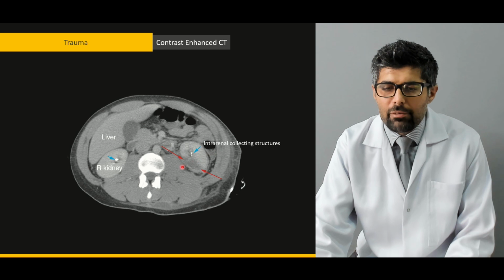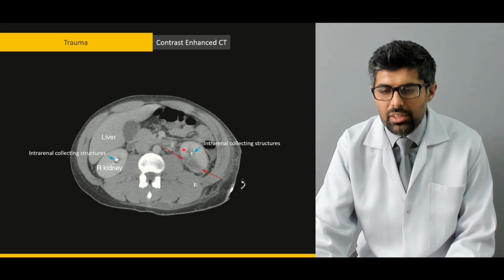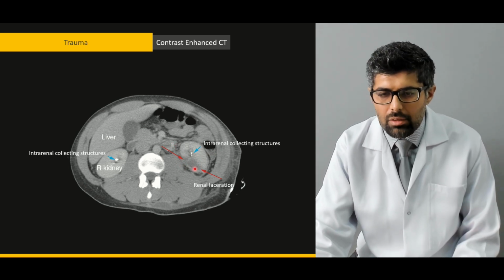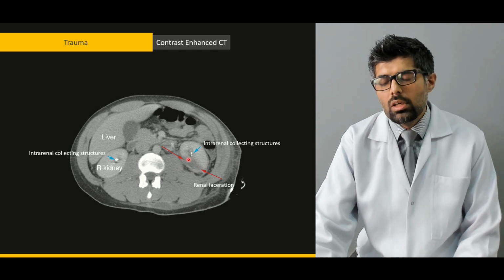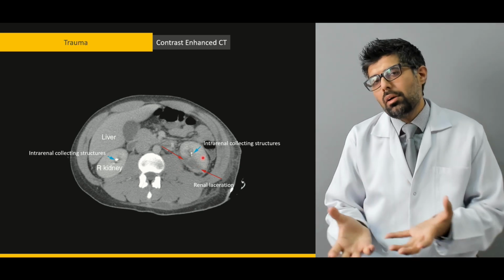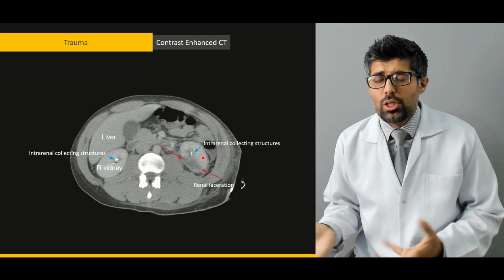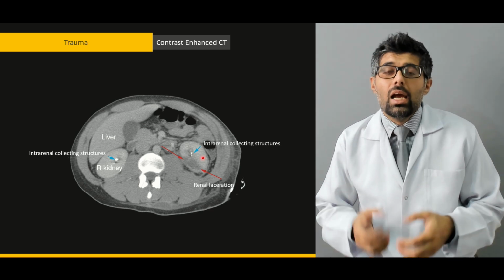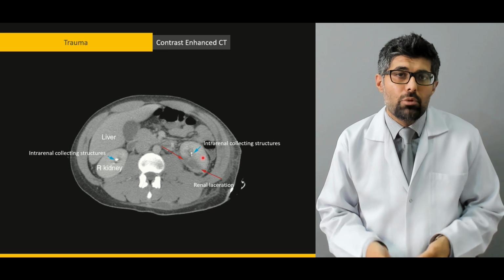But on the left kidney, we can see that there is some laceration here. Now, this laceration can result in both parenchymal discontinuation, parenchymal injury, and can even result in hemorrhaging.